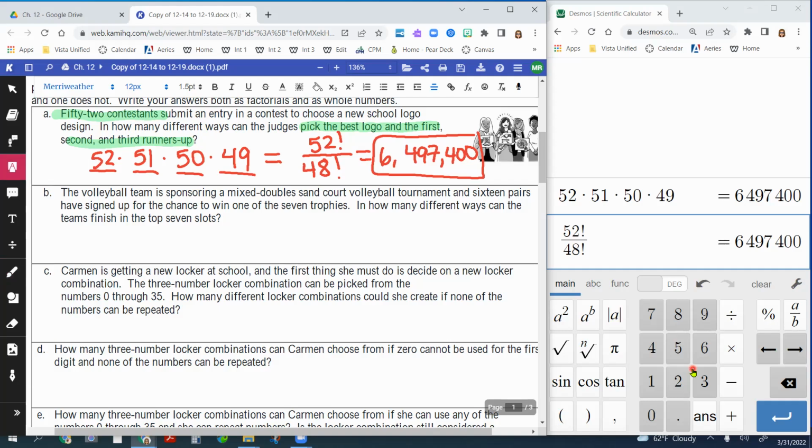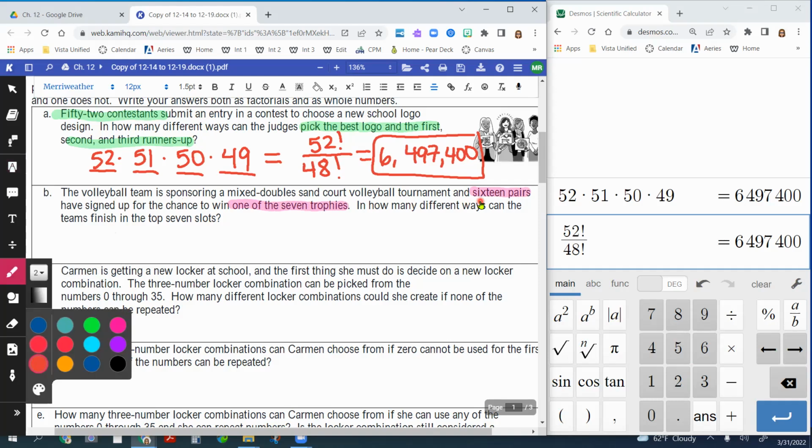A volleyball team is sponsoring a mixed doubles sand court volleyball tournament. 16 pairs have signed up for the chance to win one of 7 trophies. So there's 7 trophies total. How many different ways can the teams finish in the top 7 slots?